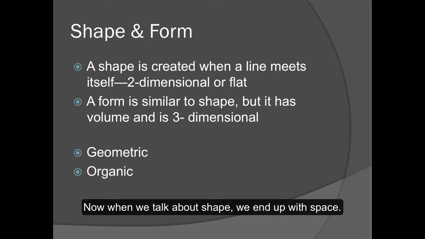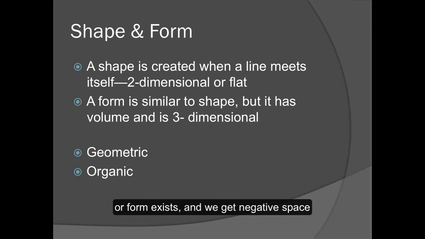Now when we talk about shape, we end up with space. Pretty much space is defined by the shape and the form. So we get positive space where the actual shape or form exists, and we get negative space or the empty space around those shapes and forms.